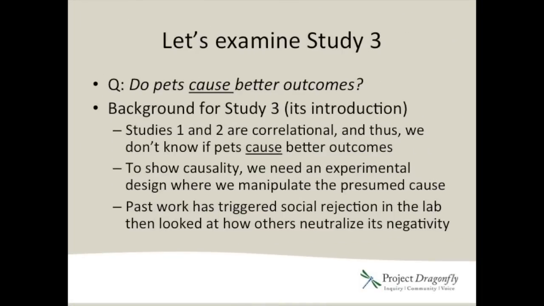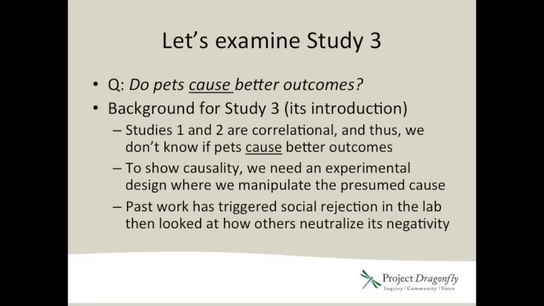Here we're going to address the question of whether pets cause better outcomes. The introduction for Study 3 reminds readers that Studies 1 and 2 were correlational in nature, and thus we don't know if pets cause better outcomes for their owners. As you probably remember from your research methods classes, correlation does not imply causation. To show causality, we need an experimental design where we manipulate the presumed cause to show it produced the outcome.